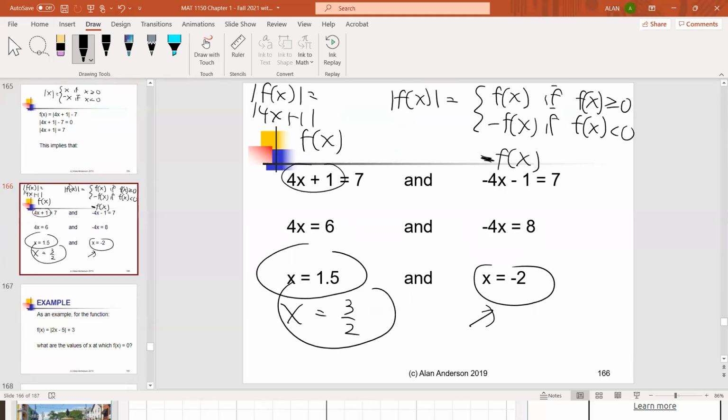So this was the part that was going to be tricky. There's two solutions to an absolute value function. All right, and so that's what this is all about. If this was f of x, this is negative f of x.